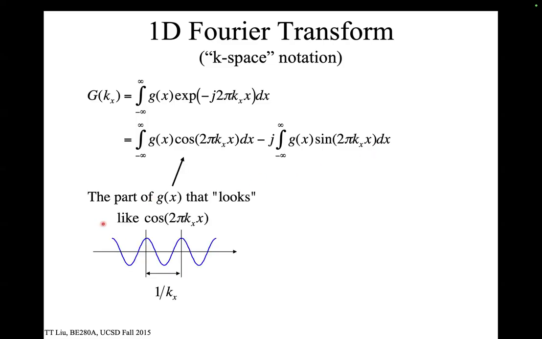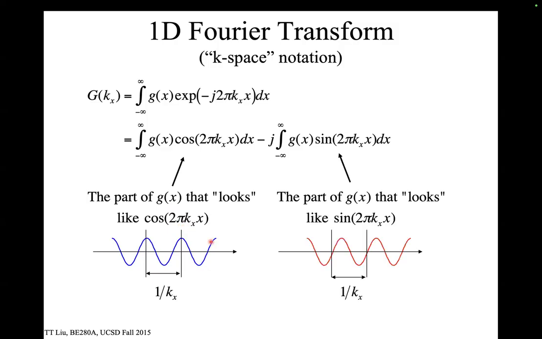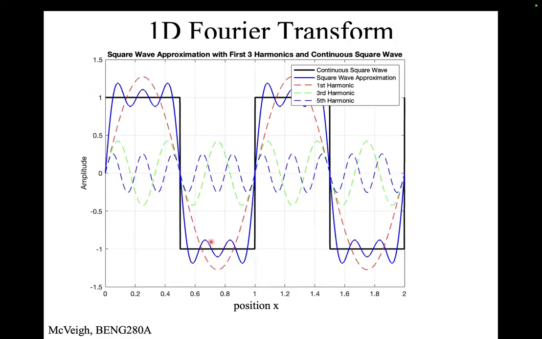And you ask, what part of g of x looks like cosine of this frequency, right? So here's an example of a function which we've seen before, and this is a square wave function that essentially goes between 1 and -1. It has a full periodic length of 1, okay?